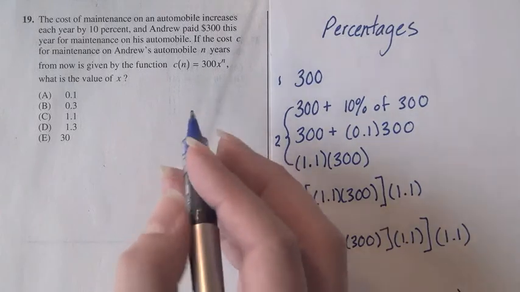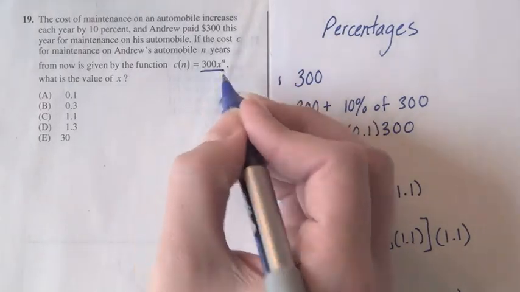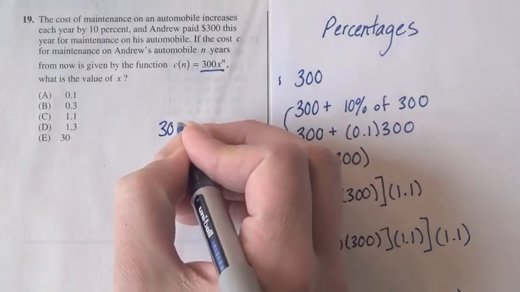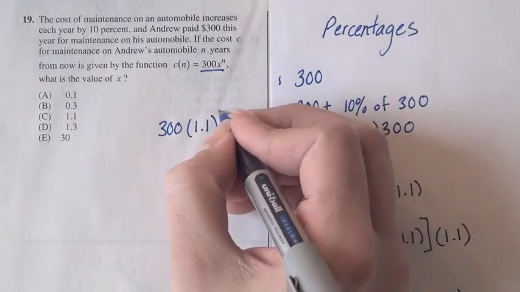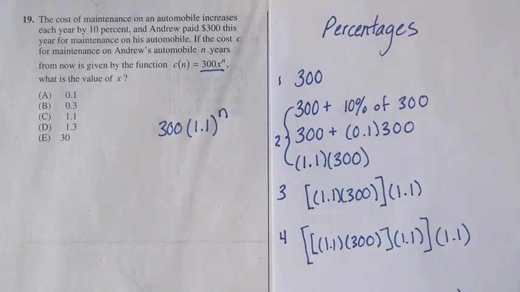So that's why the answer is going to be that we take 300 and multiply it by 1.1 n times. So the correct answer is C, 1.1.